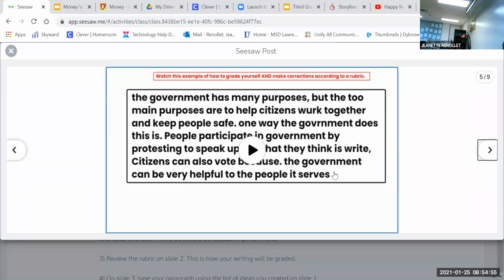We started brainstorming, why do people do things in the government? We used the word participate. Why do people participate in government? I've got a couple hands who want to share.